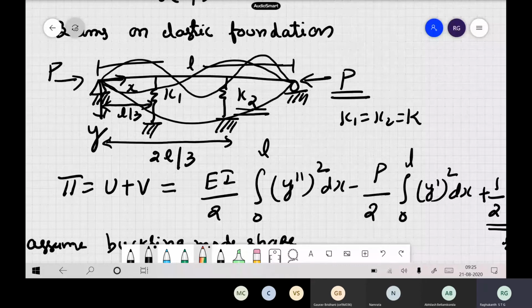Sine pi x by L, you can see. Now since there are two springs, some of you told third mode, sine 3 pi x by L, also will be there. Now which one do we have to take here? Yes, we can take a combination of those terms. Please remember when we solved the elastic foundation problem in the previous class, three or four classes previously. What was the important observation we made?